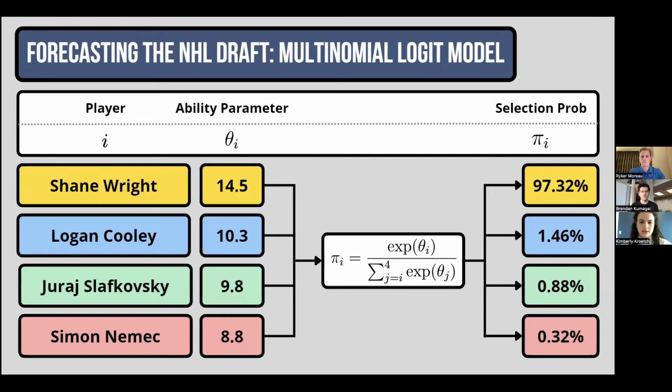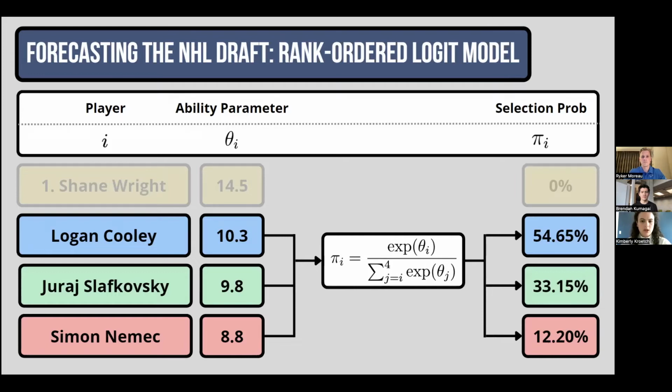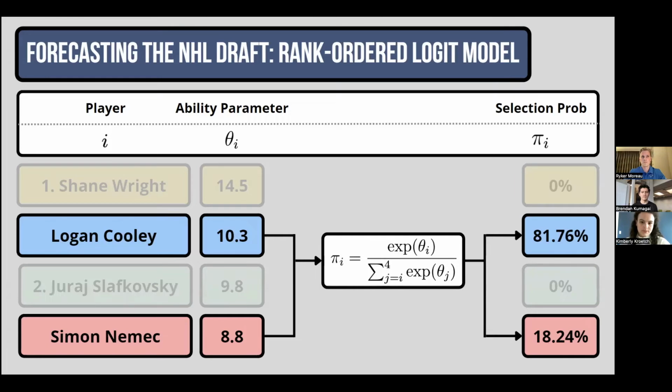To consider the probability of the entire draft result, we use a series of conditional multinomial logit models, where on each pick, we condition on every already drafted player being removed from the pool of prospects. So let's assume that Shane Wright was chosen first. To model the second pick, we remove Wright from the pool of prospects, and then the selection probabilities for Cooley, Slafkovsky, and Nemec are updated to account for Wright being removed. Now let's say that Slafkovsky was chosen second. We repeat the process, remove Slafkovsky from the pool of prospects, and recalculate the selection probabilities. Here we obtain selection probabilities of 81% for Cooley and 18% for Nemec.